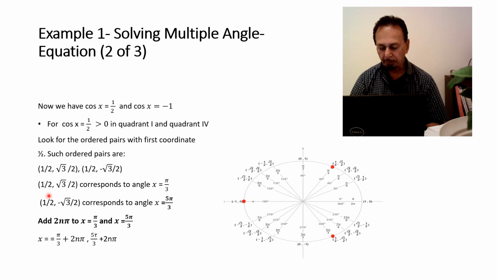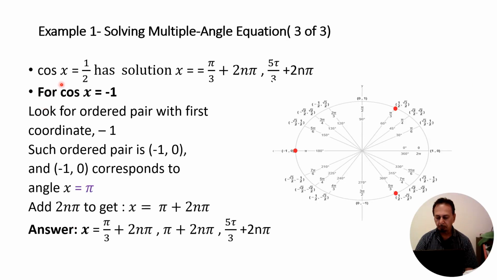Now the first ordered pair, 1/2 comma square root of 3 over 2, corresponds to this angle, pi over 3. And 1/2 comma negative square root of 3 over 2, which is this one, corresponds to angle 5 pi over 3. So now we add 2 n pi to each of these angles. So we have x equal to pi over 3 plus 2 n pi, and 5 pi over 3 plus 2 n pi. So we just found that for cosine x equal to 1/2, the solutions are x equal to pi over 3 plus 2 n pi and 5 pi over 3 plus 2 n pi.